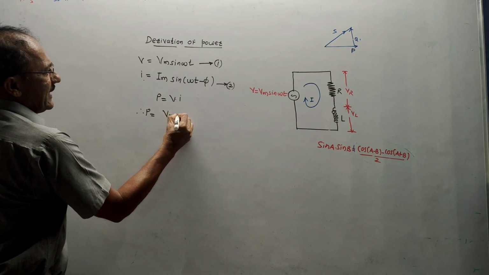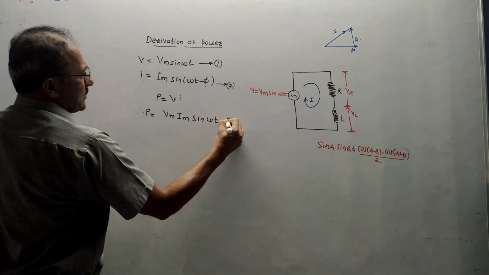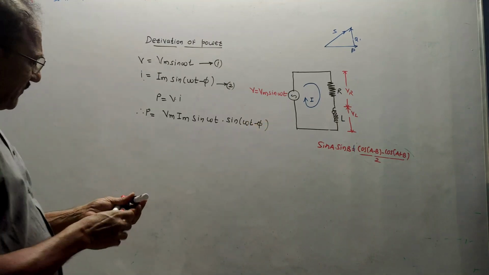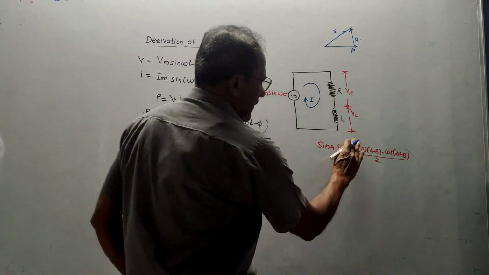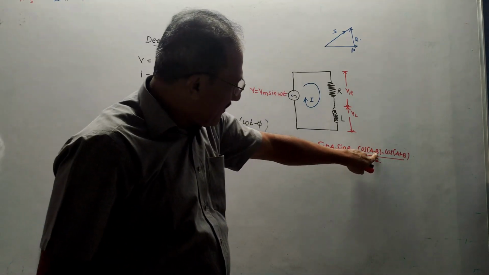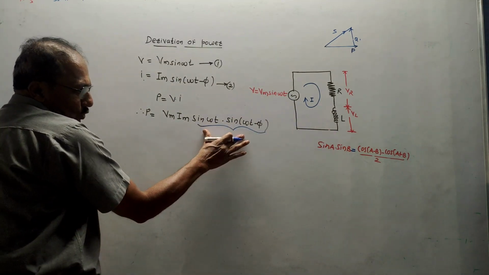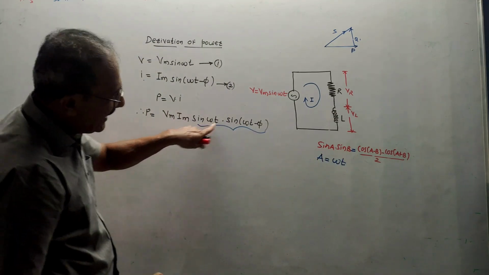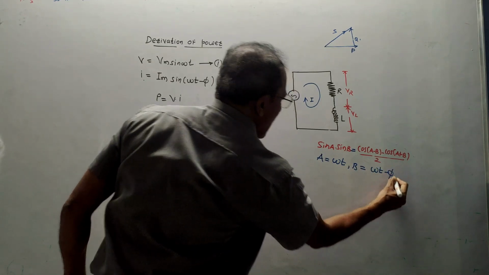So simply I will write it like this, Vm Im sin of omega t into sin of omega t minus phi. Now to simplify this part, I am talking about these two terms, I need to make use of one trigonometric identity which I have already written. It is sin A into sin B is cos A minus B minus cos A plus B upon 2. If you want to apply this identity to these two terms, then A is omega t, in the first term we have sin omega t, here we have sin A, and B is omega t minus phi.